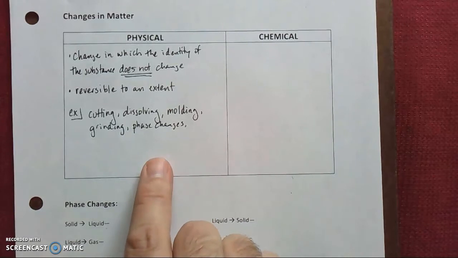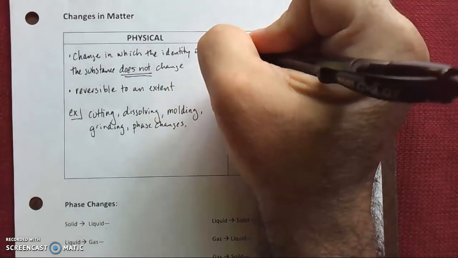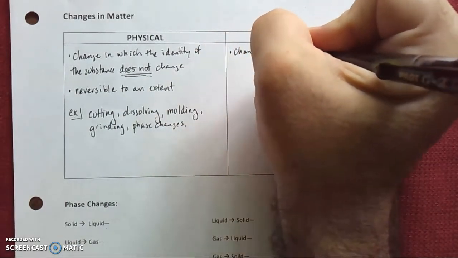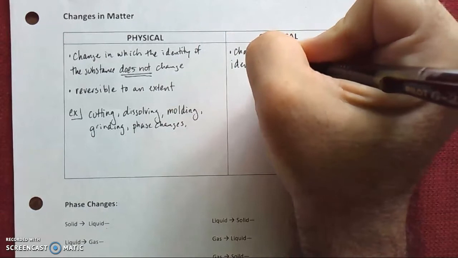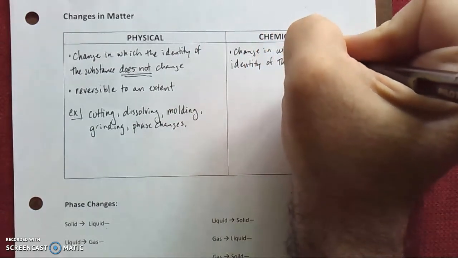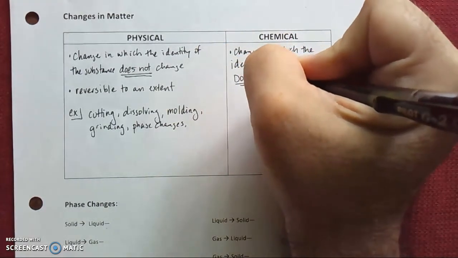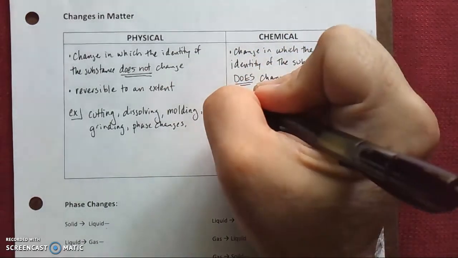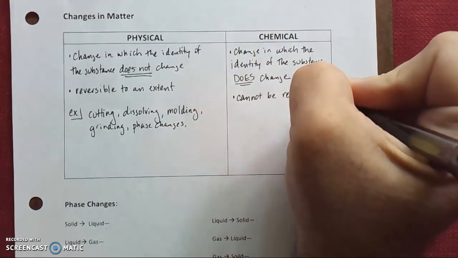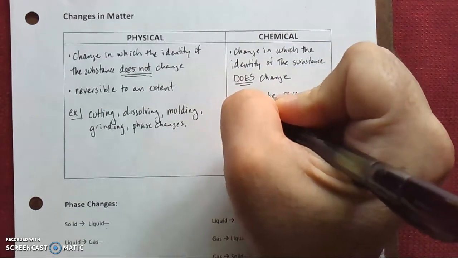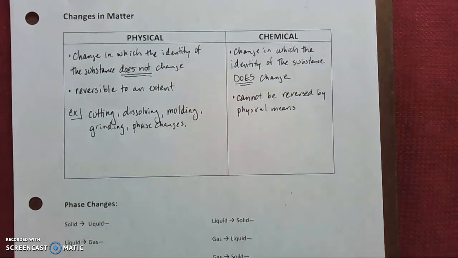Now, the only thing that really changes in the definition of a chemical change is the does not. So this is a change in which the identity of the substance does change. So this one cannot be reversed by physical means. So we cannot put things back together.